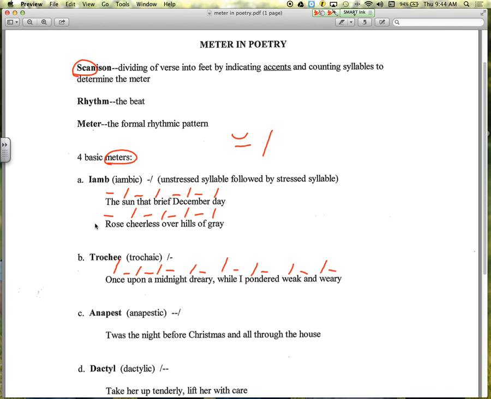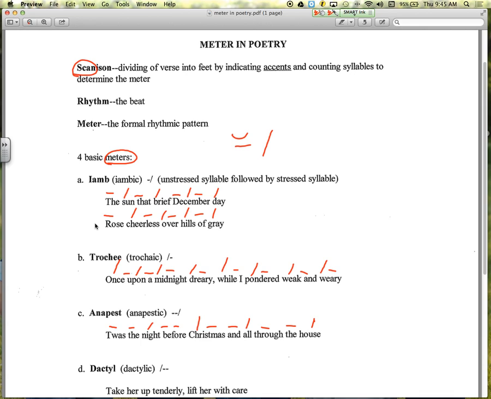So that's anapest. If we marked 'Twas the night before Christmas, and, well, I got something wrong here. Never mind, I'm going to erase that and fix it. I'm still not right. I forgot what my rhythm was. 'Twas the night before Christmas, and all through the house. There we go. 'Twas the night before Christmas, and all through the house, not a creature was stirring, not even a mouse.